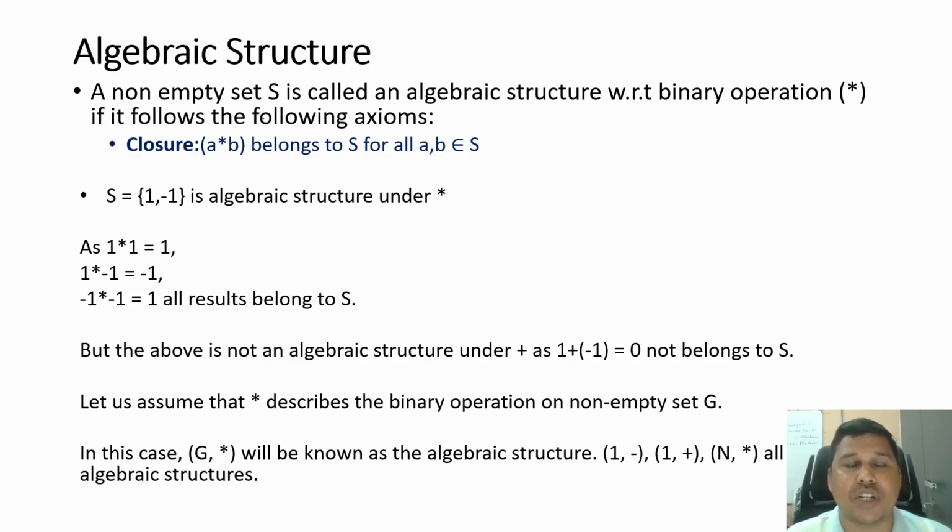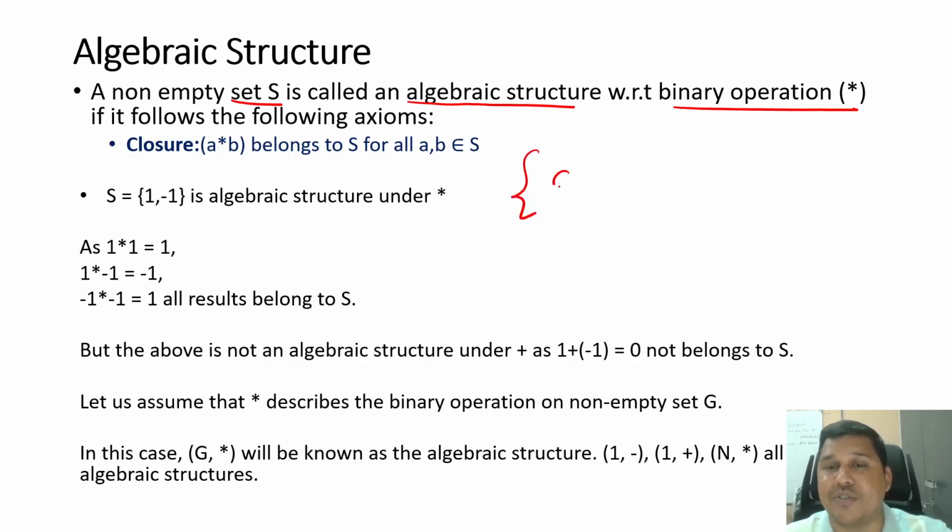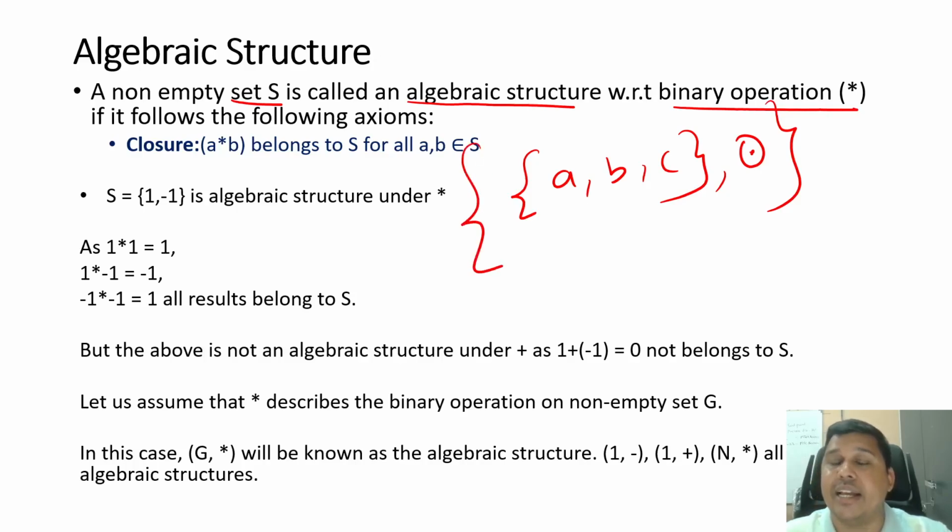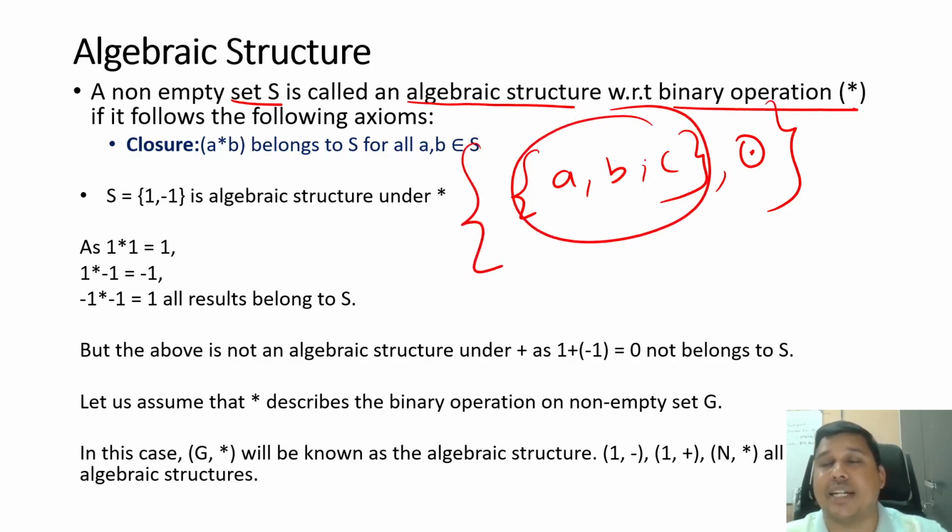So what is an algebraic structure? A non-empty set S is called an algebraic structure with respect to a binary operation star. It means I have a set S with elements A, B, C, and along with this I give one operator, and I say that these elements of this set always satisfy this operation. So you are given the elements and the operation which those elements satisfy.